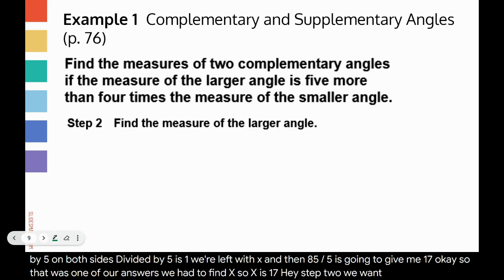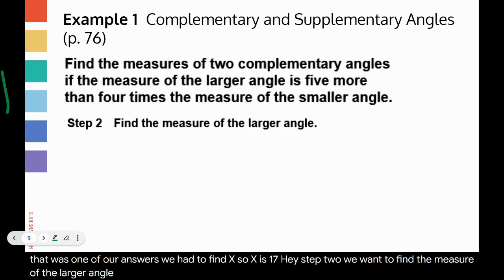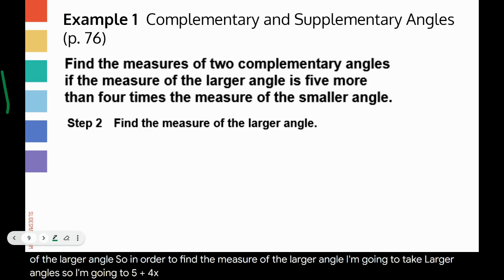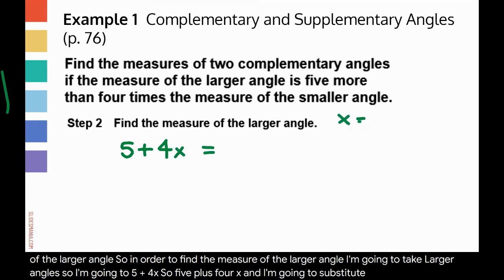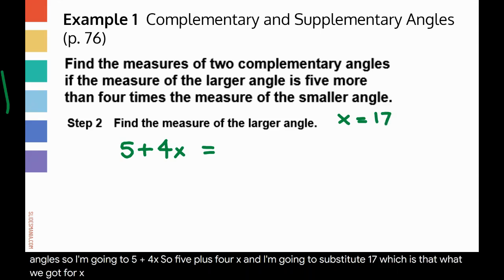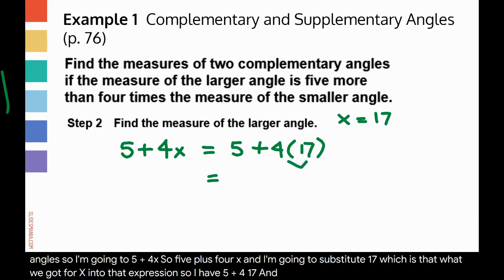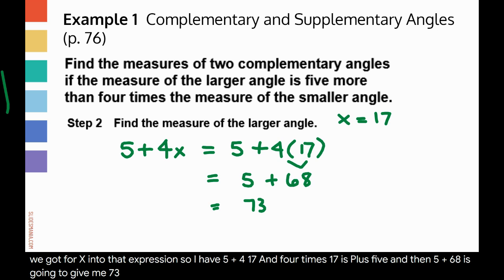Okay, step 2, we want to find the measure of the larger angle. So 5 plus 4x, and I'm going to substitute 17, which is what we got for x, into that expression. So I have 5 plus 4 times 17. And 4 times 17 is 68, plus 5. And then 5 plus 68 is going to give me 73. So the measure of the larger angle is 73 degrees.